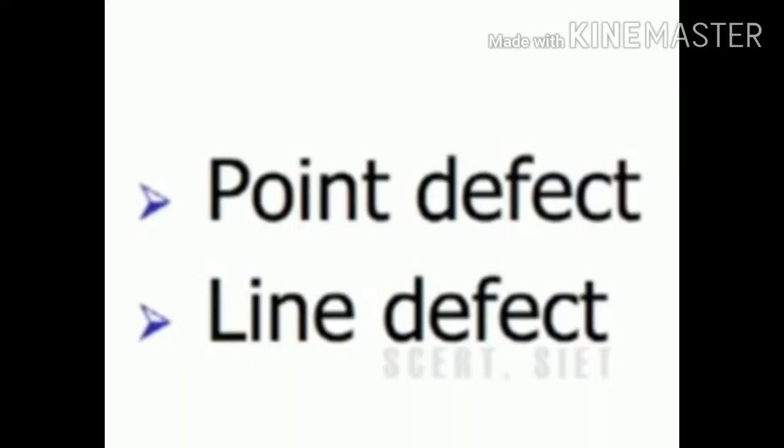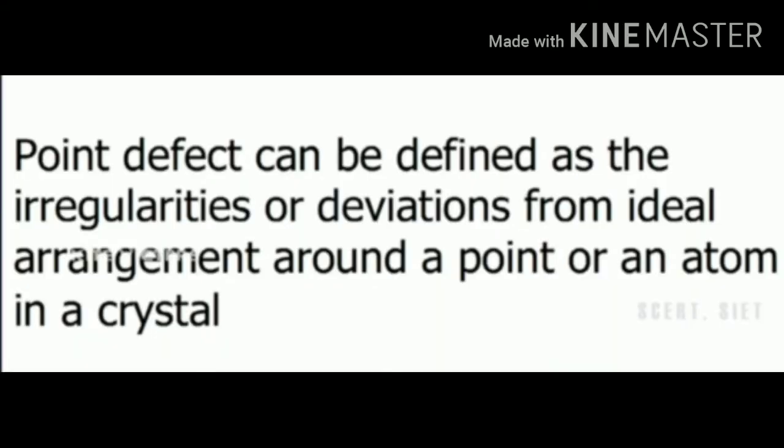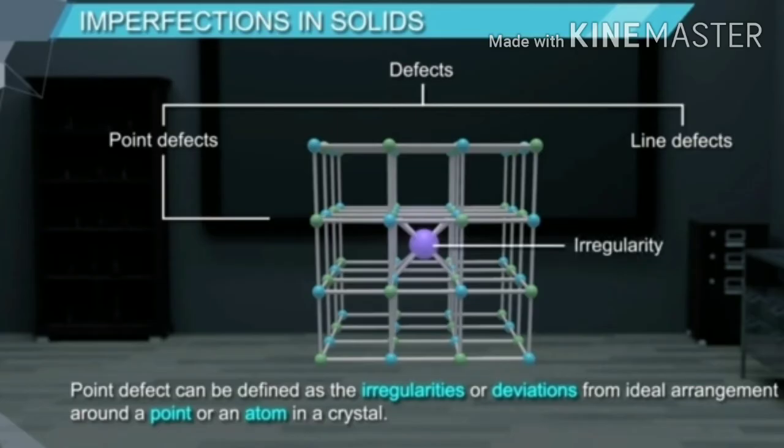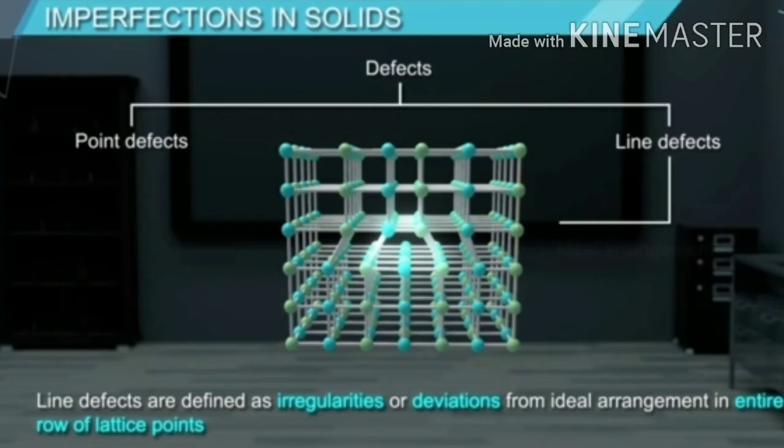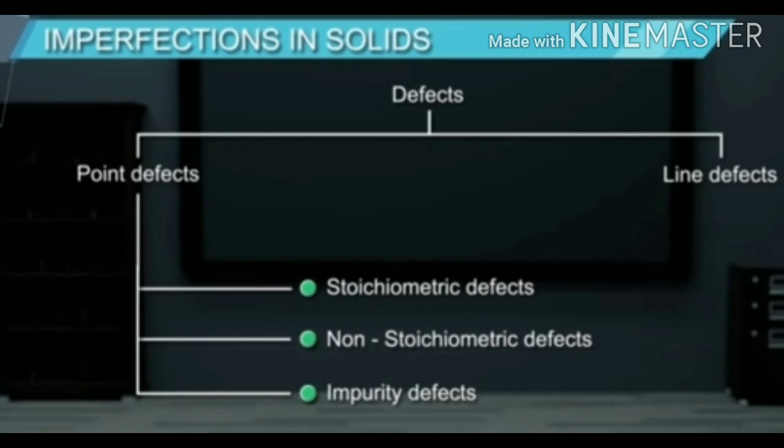First one is point defects. What do you mean by point defects? Point defects can be defined as the irregularities or deviations found at a particular point or atom. The second one is line defects. It is defined as the irregularities or deviations from the ideal arrangement in an entire row of lattice points. In this chapter, we will discuss only point defects.